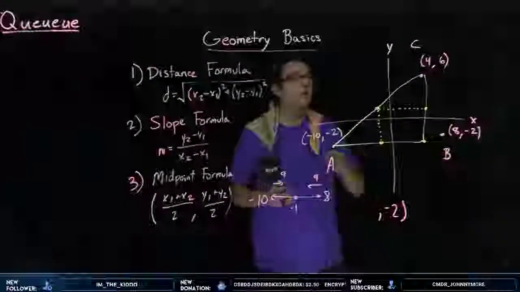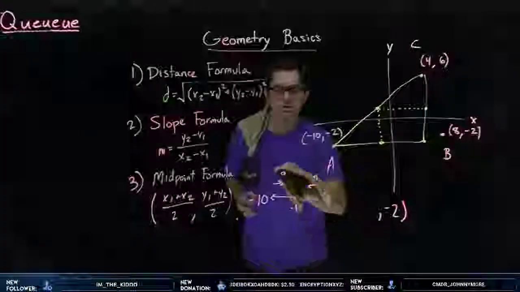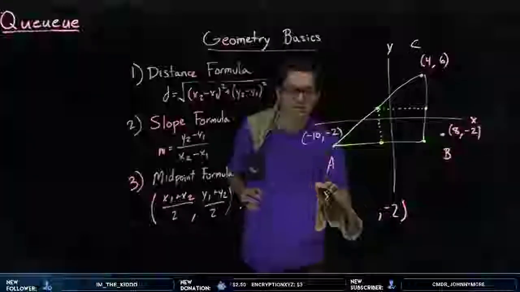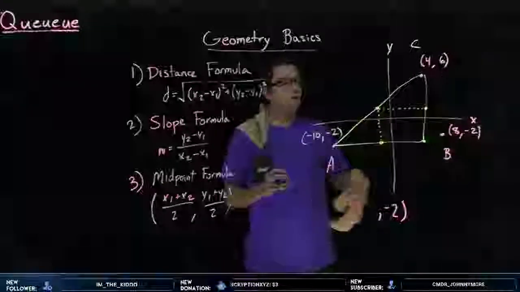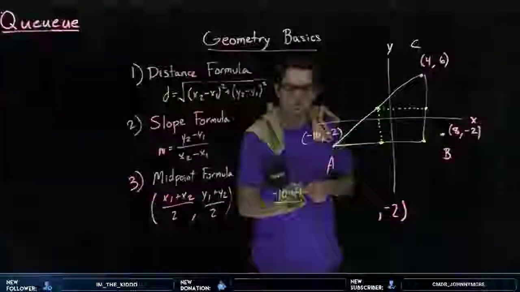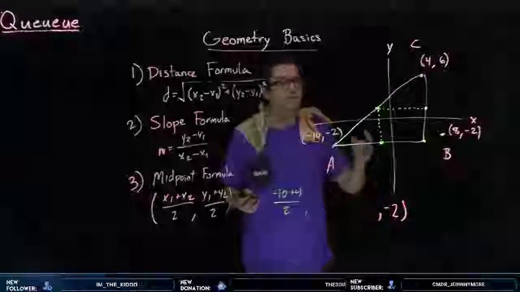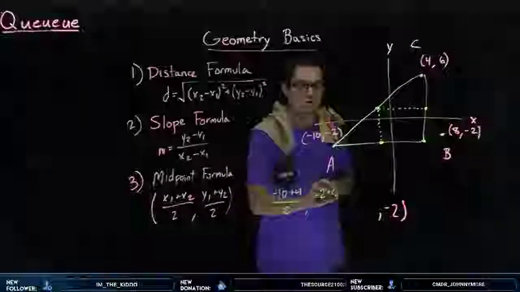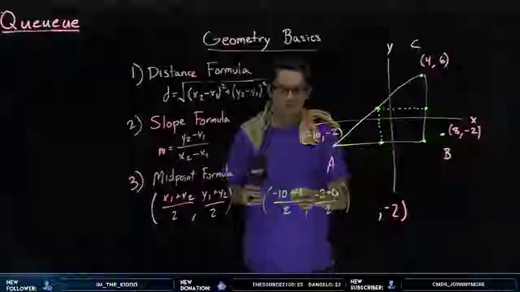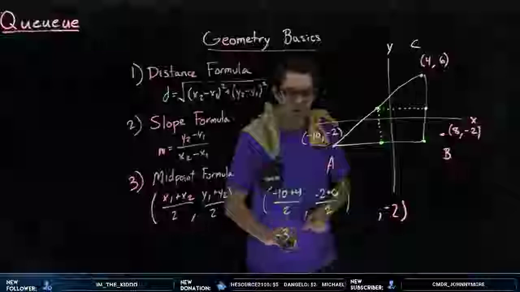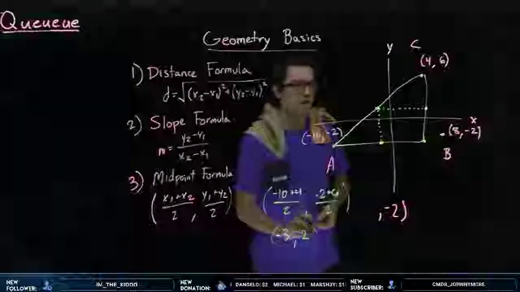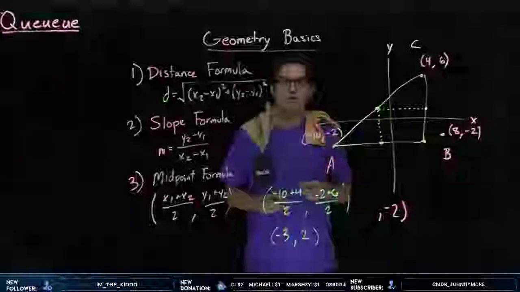So if we want to find the midpoint of A and C, we would say -10 plus 4 over 2. That's going to be our new x-coordinate, and then our new y-coordinate is going to be -2 plus 6 over 2. So that's going to be -6 over 2, which is -3, and then -2 plus 6 would be positive 4, over 2 would give us 2. So -3, 2 is going to be our midpoint of these 2 points.